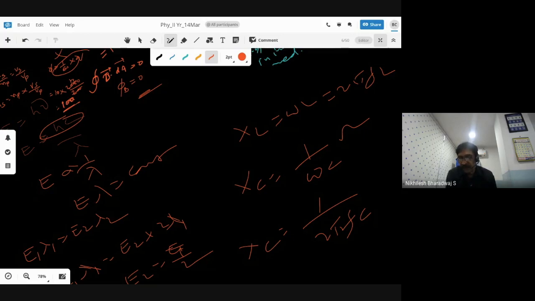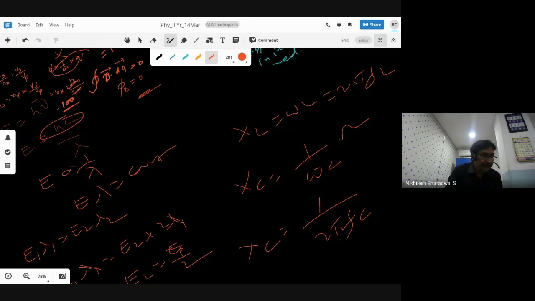Coercivity. The magnetizing force applied in reverse direction to reduce residual magnetism to 0. That means at which B is 0. Remember one thing: in retentivity, H becomes 0. In coercivity, B becomes 0. Okay.